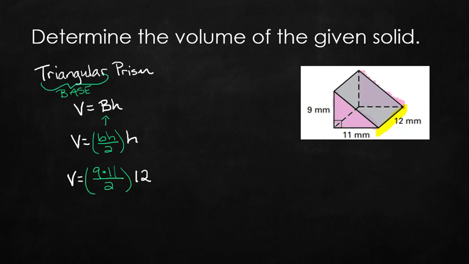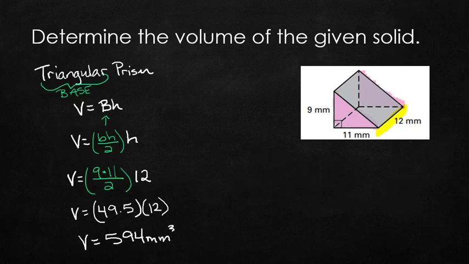All right, so first thing I'm going to do is 9 times 11 divided by 2. And that gets 49.5, 49 and a half, if you want to think of it that way, times 12 gets us 594. So 594 millimeters cubed. Don't forget, volume is always cubed.